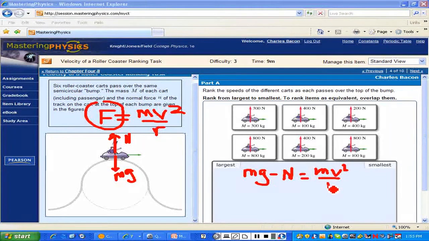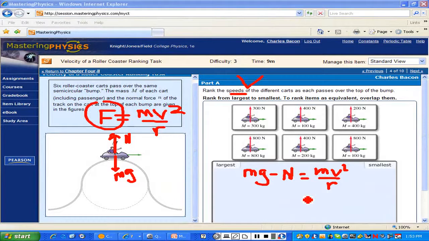So mv squared over r is the right-hand side. So we can rearrange that in any way. Now if we look at the problem, it says rank the speeds of the different carts as each passes over the top of the bump. Rank the speeds. Okay, so that means we need an expression for v, the speeds. And we're getting that expression from Newton's second law for circular motion. So that's what we've got down here.